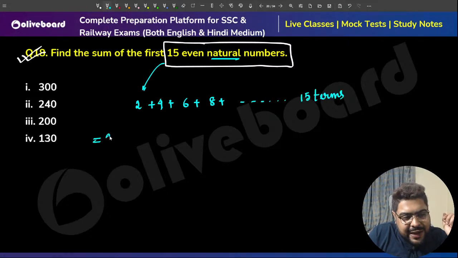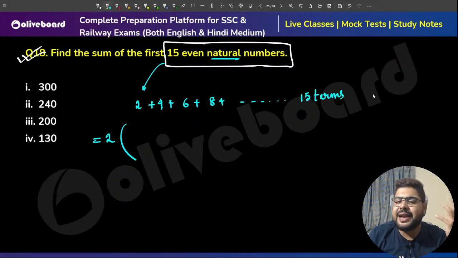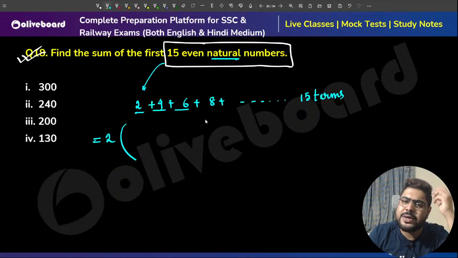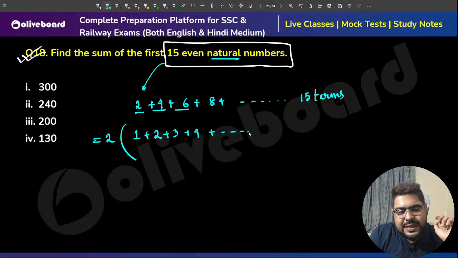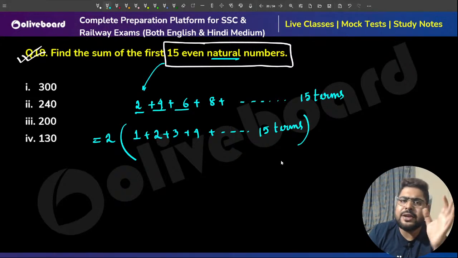Sir, can you take 2 common? Yes, I can take 2 common because 2 even means 2 is there in every number. So it is 1 plus 2 plus 3 plus 4. Sir, how many terms? Again 15 terms, so it will be up to the 15th term.